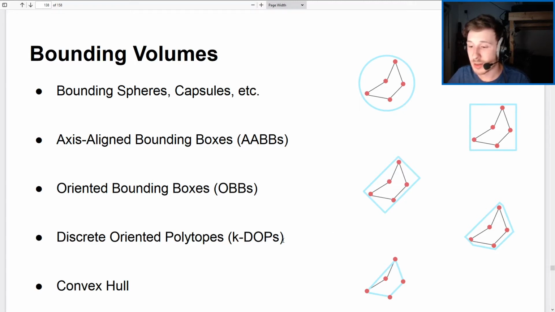Then we have discrete oriented polytopes, which are a closer approximation of the bounding volume to the actual object, with a few more polygons or edges than a simple box. And then we have convex hulls, which are the more complex and more detailed ones. We basically use the complete shape of the object itself, but if there are any concave little indents, we bridge these with a convex hull. That's why they're called convex hulls.